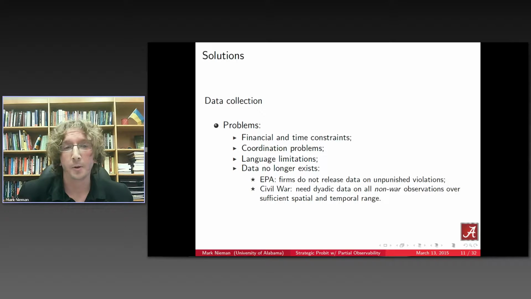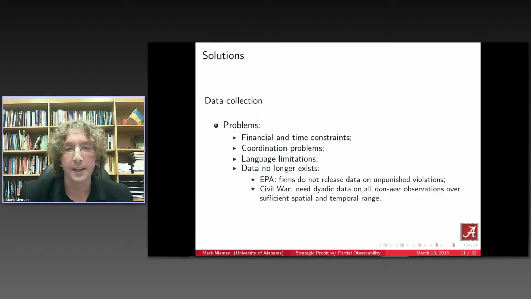To properly collect the civil war example, we would have to collect this data on all areas. Simply using a LexisNexis search may not be enough, as we would need to account for foreign languages that may be overlooked using typical English-only newspapers. And there may even be problems where the data simply no longer exists. If we turn back to the EPA example, firms are very unlikely to give us data on when they were not punished for a violation. They're not going to tell us when they violated the law.